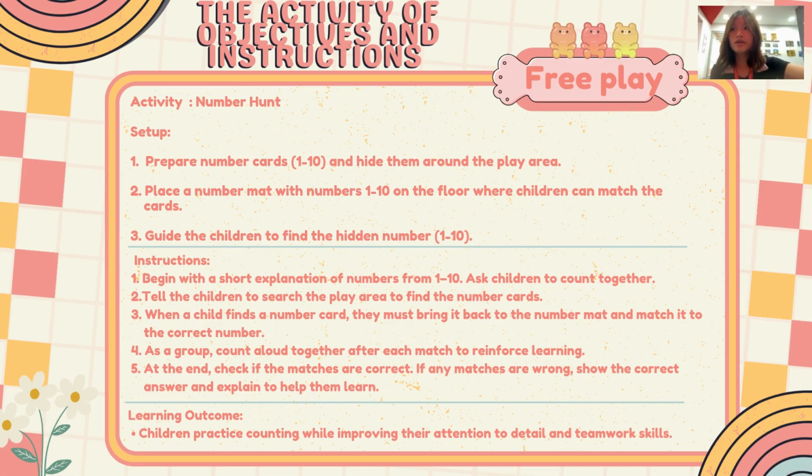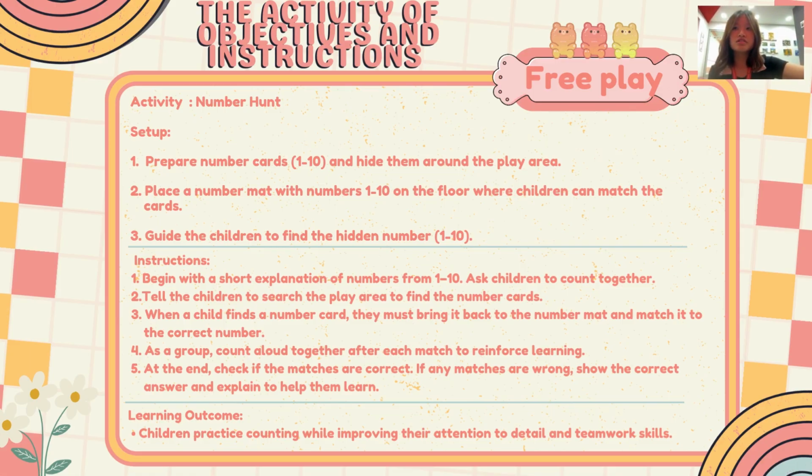Okay, so we have chosen the activity called number hunt. For the setup, the first one, prepare number cards 1 until 10 and hide them around the play area. The second one, place a number mat with numbers 1 until 10 on the floor where children can match the cards. Lastly, guide the children to find hidden numbers 1 until 10.